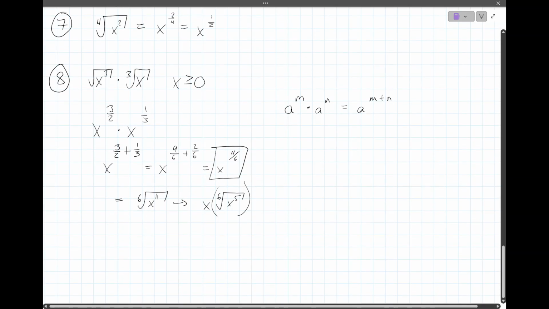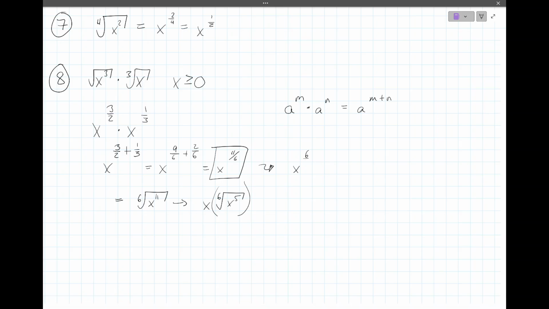Either way, it's totally okay. If you look at it as fractions, you can also see it as x to the 6 over 6 times x to the 5 over 6.